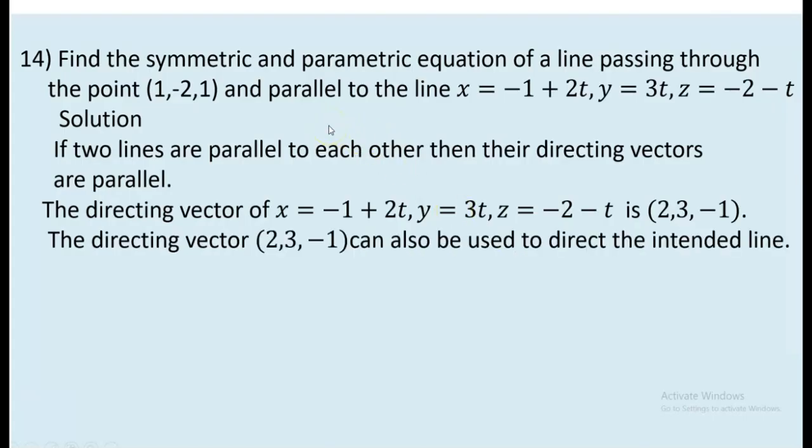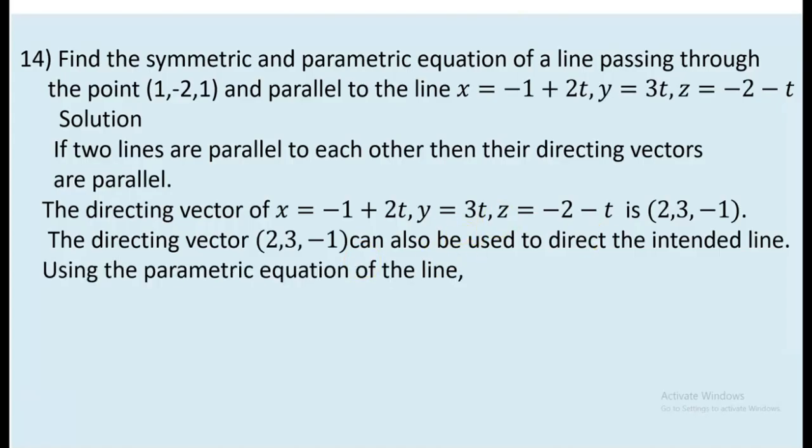Now students, the directing vector 2, 3, minus 1 can also be used to direct the intended line. Basically, I can also use a certain scalar multiple of this one, but later it will be simplified. So we can directly take this directing vector with components 2, 3, minus 1 for the line we are looking for. So using the parametric equation of the line, as I said earlier, we can determine the equation of the line parallel to the given line.